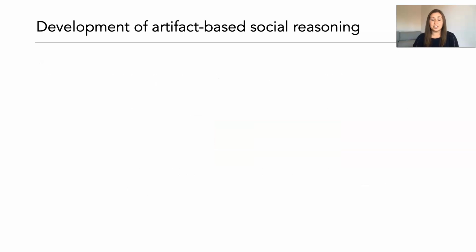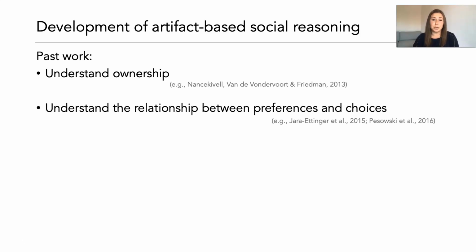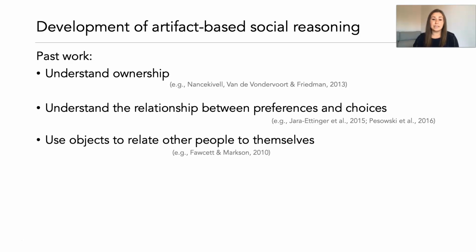Findings from previous work suggest that several cognitive foundations of artifact-based social reasoning are in place in early childhood. Toddlers and preschoolers can infer ownership and understand that certain objects belong to certain people. They also use people's choices of objects to infer people's preferences, and they use objects to relate other people to themselves. For instance, children consider whether others share their preferences and use this information to guide their actions, such as deciding who to play with.